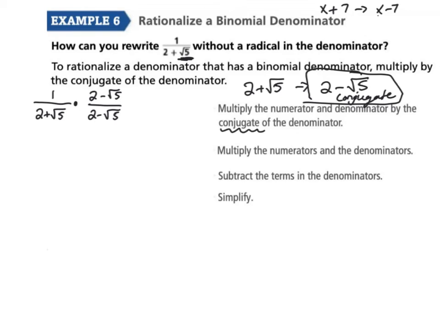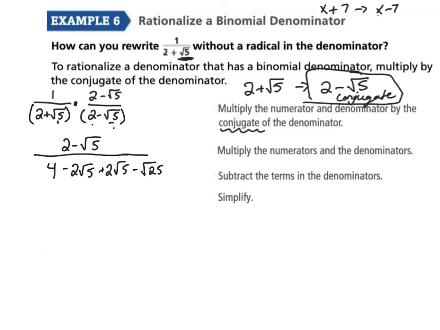Okay, all right, so let's now multiply. So the numerator becomes 2 minus square root of 5. We need to multiply this times this. So we get 2 times 2 is 4. Then we get 2 times negative square root of 5 is negative 2 square root of 5. Then square root of 5 times 2 is positive 2 square root of 5. And then square root of 5 times negative square root of 5 is negative square root of 25.